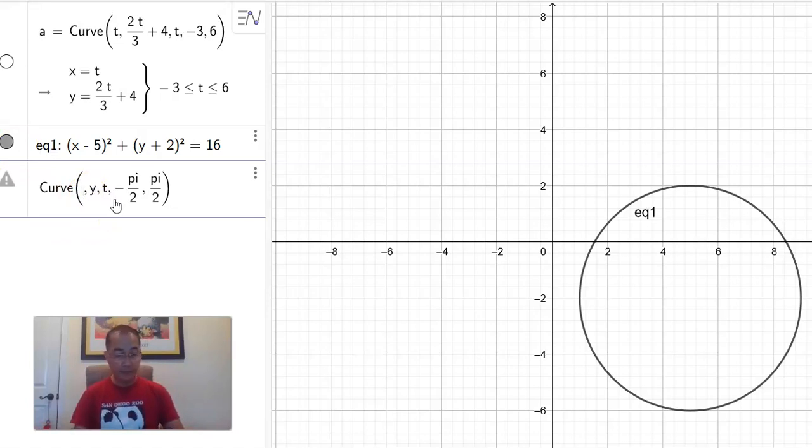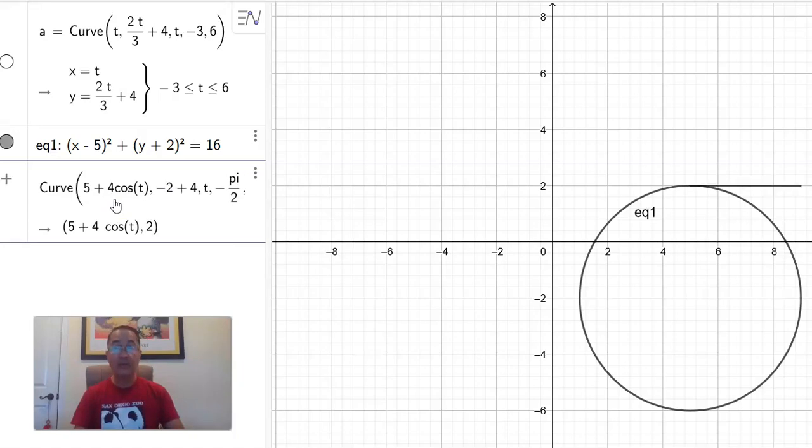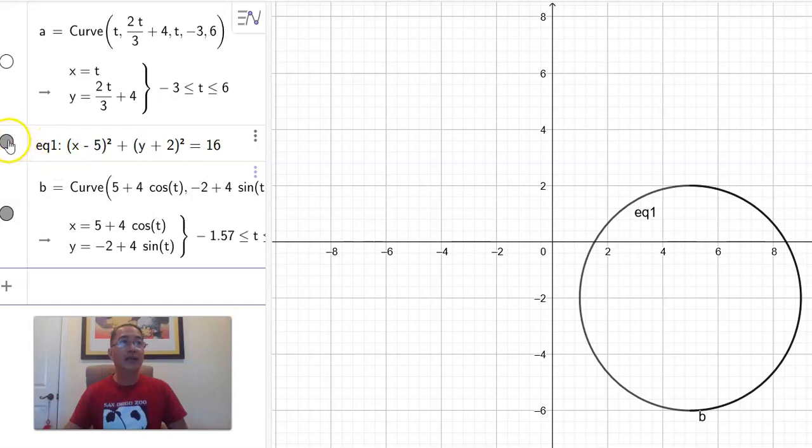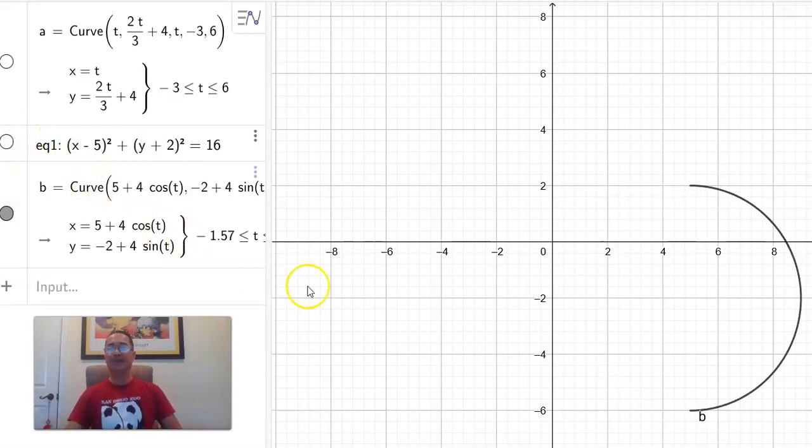Okay? Again, combine the two vectors. 5 plus 4 cosine of t and negative 2 plus 4 times sine of t. Ooh, there's nothing there. Well, that's of course because I should hide the circle. Ooh. Okay, so of course this was right behind that circle. Okay, so we only get the right side of that circle.